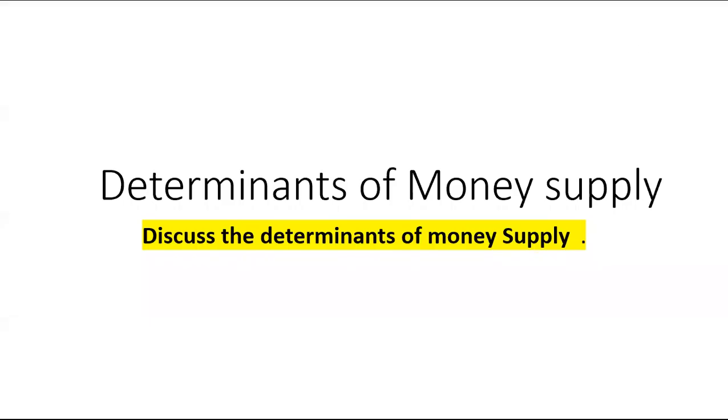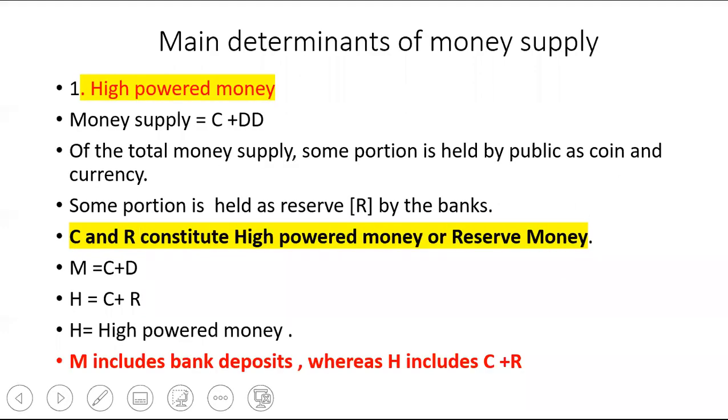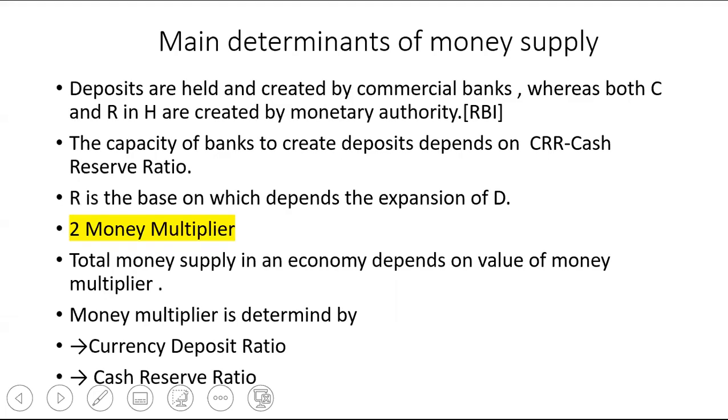Yesterday we have discussed high-powered money, then money multiplier. You have to remember, or we require a quick recap. Money multiplier, what is the meaning of money multiplier? Money multiplier we are explaining in two ways, currency deposit ratio and the cash reserve ratio.